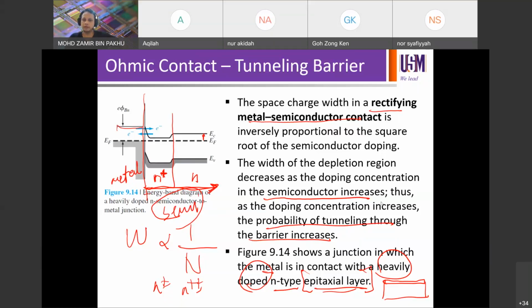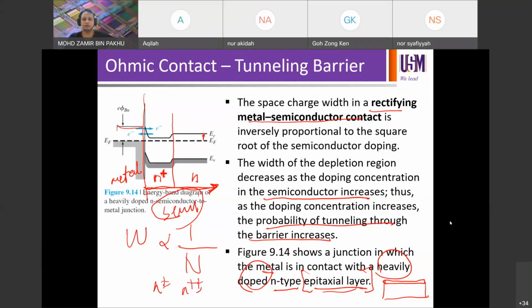EC and EV there. EC and EV, what do you mean? Do we have EC and EV for metal, Faris? Do you see EC and EV for metal? Faris? Do you see on the left, do you see EC and EV? No, right? You only see EF, right? So when you see only EF, that means it's a metal.